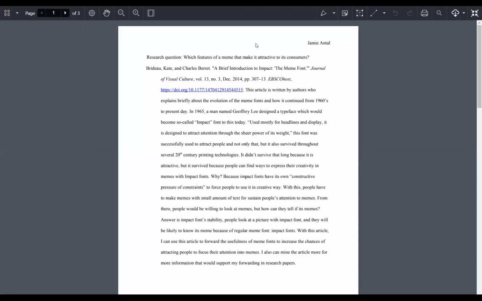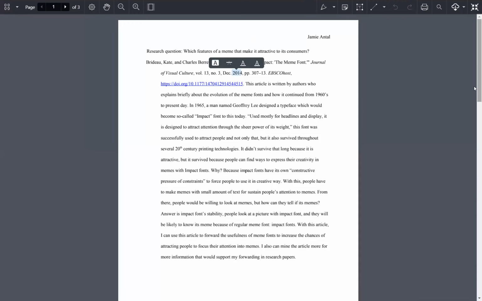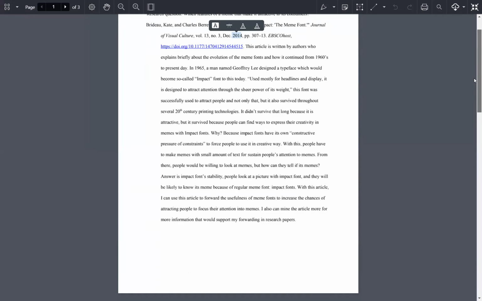All right, Jamie, let's take a look at your annotated bibliography. I'm just going to go down and take a look at your citations, first of all. We have an article by Kate Brideau. Looks like a useful article, fairly recent. Good choice. And it's cited properly as well.